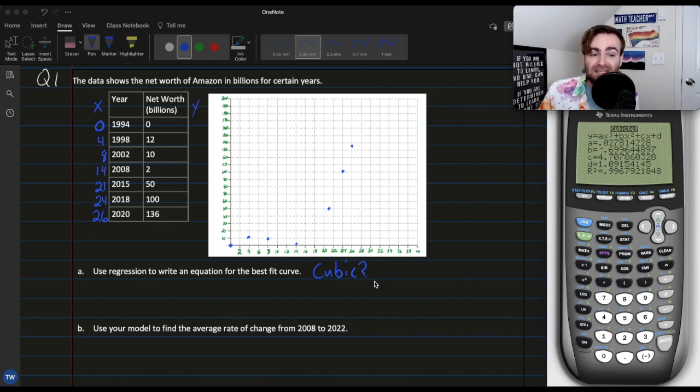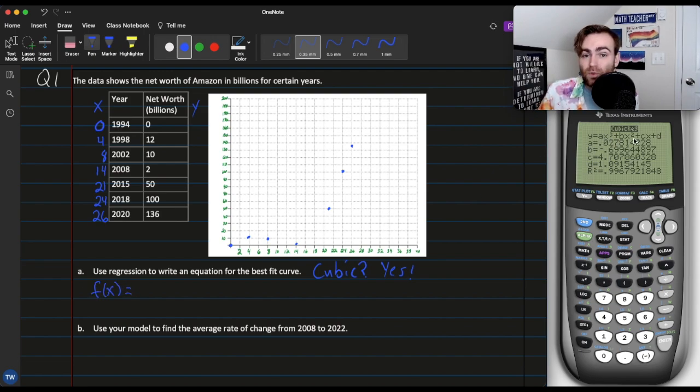So it is cubic. So what I'm going to do here is I'm going to write yes, yes it is. And then I'm going to write our regression equation. So our regression equation is going to be f of x is equal to, and it gives us the form here of how we're going to write it. So ax cubed plus bx squared plus cx plus d.